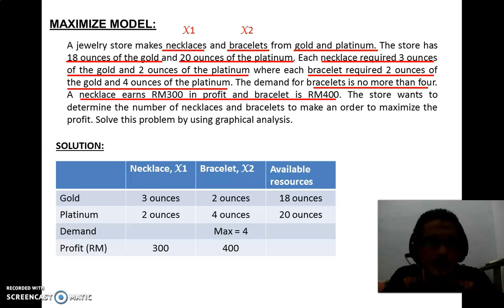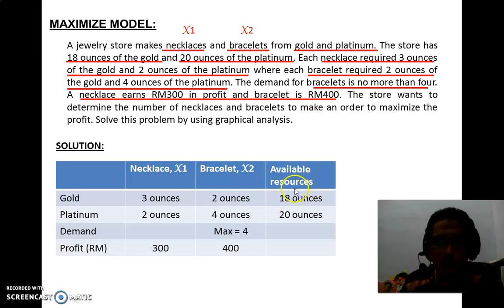The first one is material number one, which is gold, and material number two is platinum. The available resource for gold is 18 ounces maximum, and for platinum we have 20 ounces of the raw material. Gold for S1 requires 3 ounces and 2 ounces for the bracelet. Platinum requires 2 ounces for the necklace and 4 ounces for the bracelet.